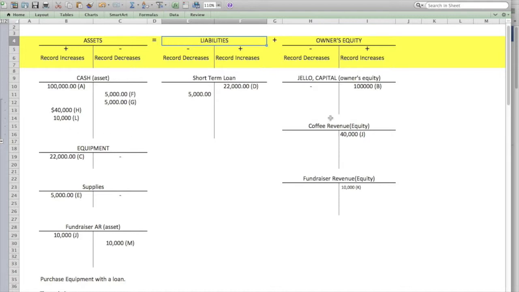You'll also notice two revenue accounts, the coffee revenue, where we increased coffee revenue by $40,000. On the right-hand side, that's a credit. For the fundraiser revenue, we also earned another $10,000, another increase, which, as it says here, you record the increases on the right side of equity, and that's where the $10,000 goes. And once again, you'll notice this $10,000, when they earned it in accounts receivable, was offset by the revenue earned.